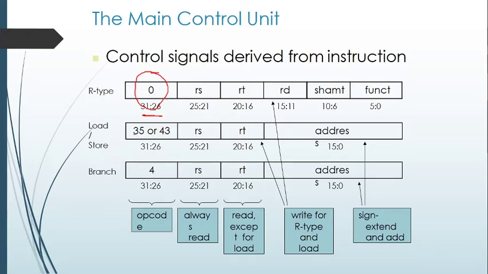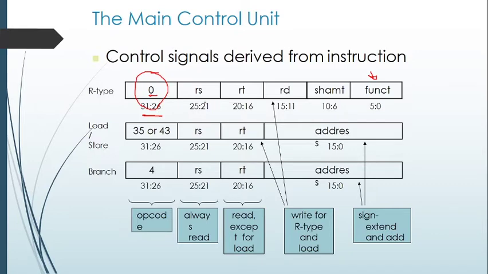Similarly, we have a value of 0 for all R type instructions, a value of 35 for load, and 43 in decimal for store instruction. These are decimal numbers. We have a value of 4 for branch instruction, a value of 2 for jump instruction, and so on. There are so many instructions implemented using this opcode. For an R type instruction, we have an opcode of 0. It means the 6 bits of the function field will decide which operation it's going to perform.